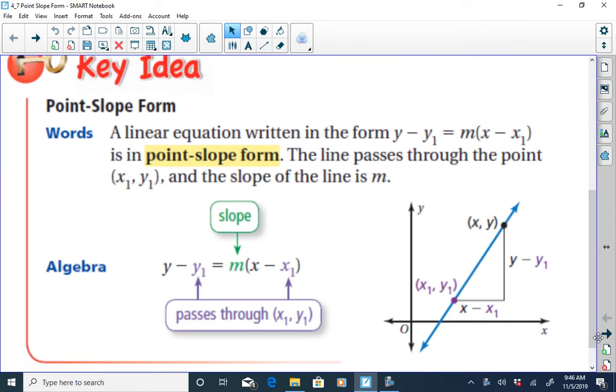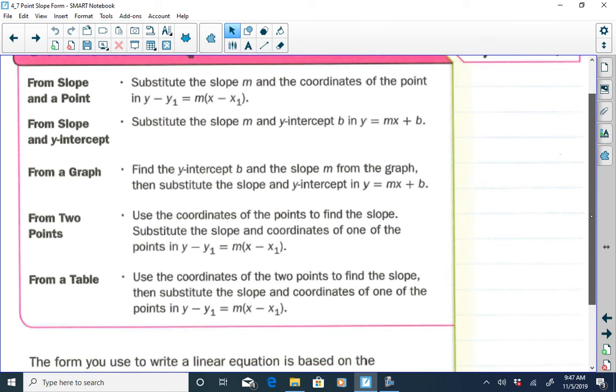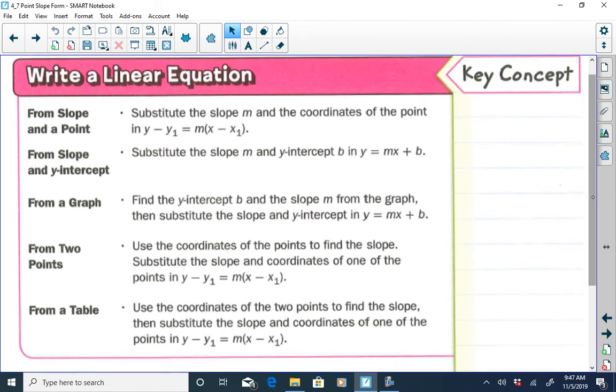When we write an equation in point-slope form, we start with our slope formula, and we divide, so we have y minus y1 is going to be equal to m times x minus x1. Point-slope form means we take a point, x1 and y1, and we write the equation using that form. All right? So when we look at the lesson throughout the chapter, we should be able to write a linear equation from point-slope form, right?